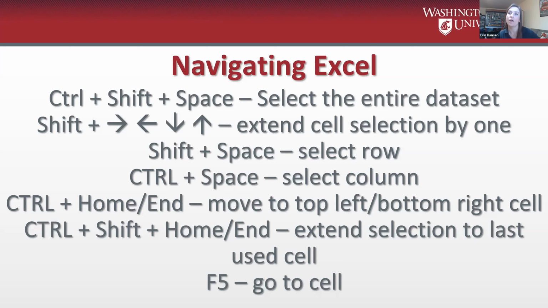F5 will also allow you to go directly to a specific cell. That can be really handy when you're navigating through a whole lot of data. So say you've got a spreadsheet that's got 1,000 rows in it or something, and you need to get to a specific area in it. You can just say, go to row 800 or whatever.